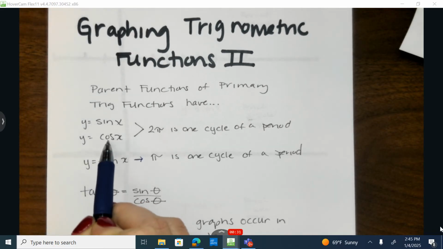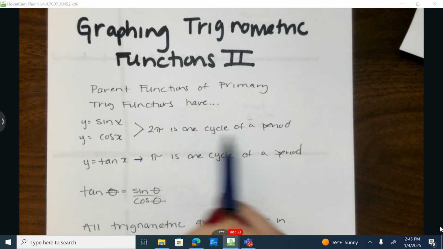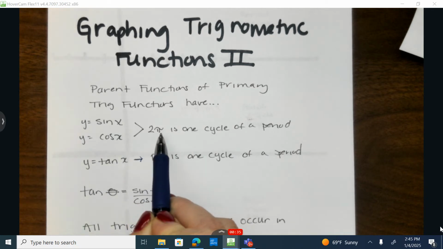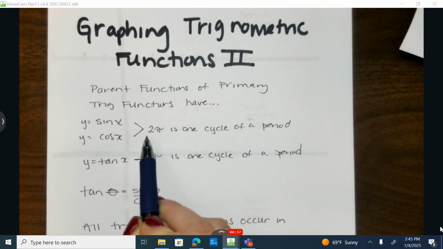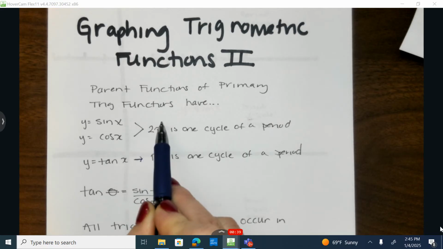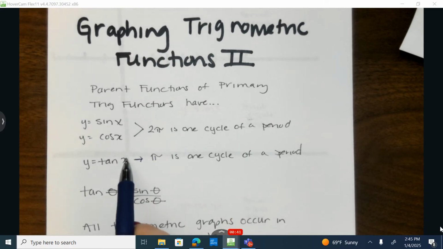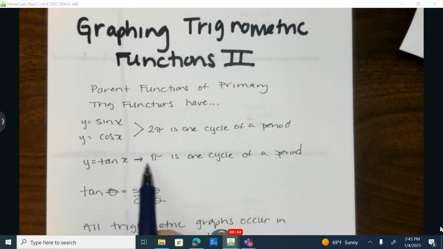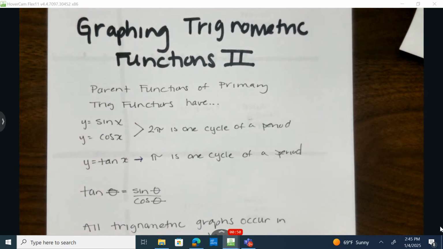For both sine and cosine, one cycle length for the parent function is 2 pi. So to complete the 4 steps is a length of 2 pi. But for tangent, to complete the 4 steps, it's going to be a length of only pi. So one cycle is a length of pi. As a reminder, tangent is equal to sine divided by cosine.